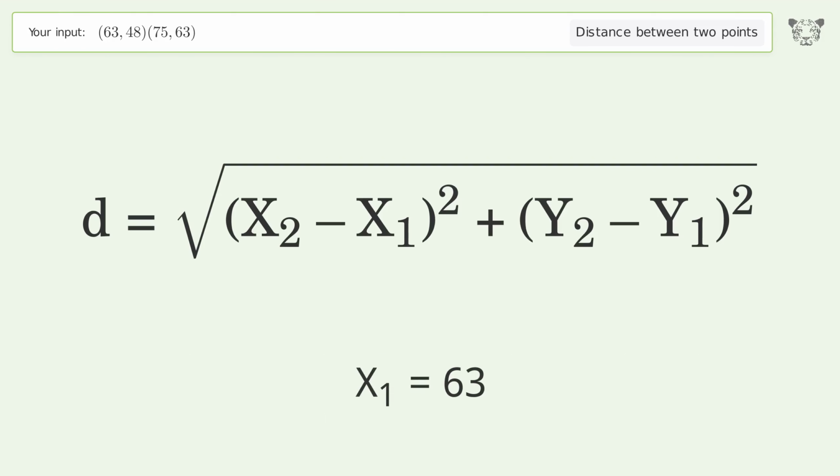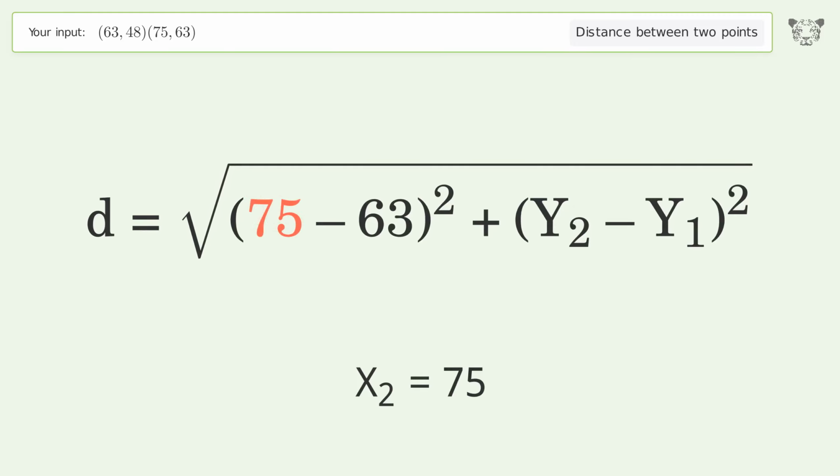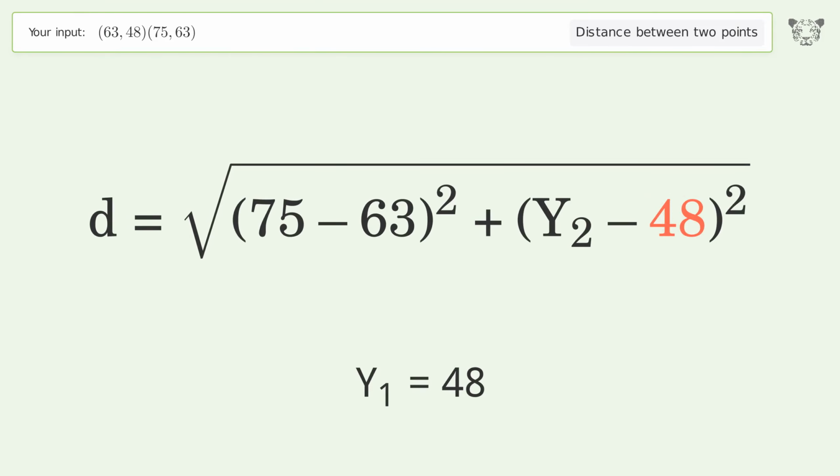x1 equals 63. x2 equals 75. y1 equals 48. y2 equals 63.